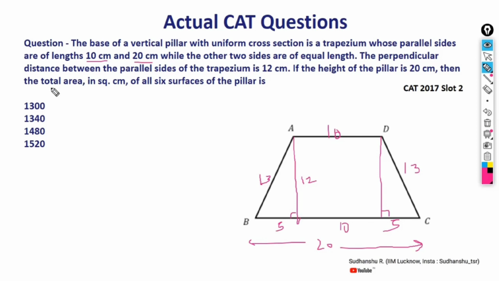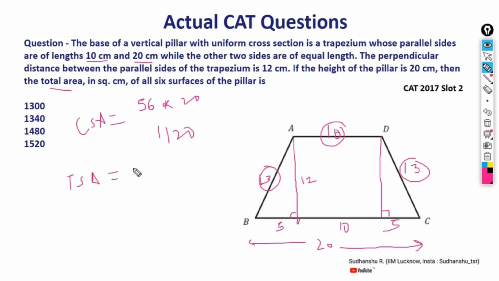What do we need to calculate? Total surface area. What will be the total surface area? In this case also, top is equal to bottom, case number 1. Therefore, curved surface area here will become perimeter of the base, which is 13 plus 13, 26, plus 10 plus 20. So curved surface area becomes 56, which is perimeter, into the height, which is 20. So that becomes 1120.